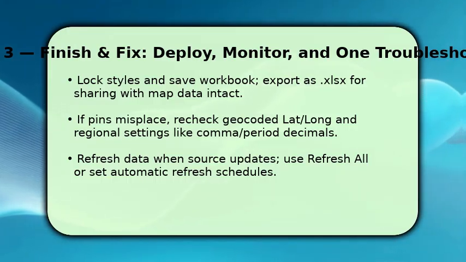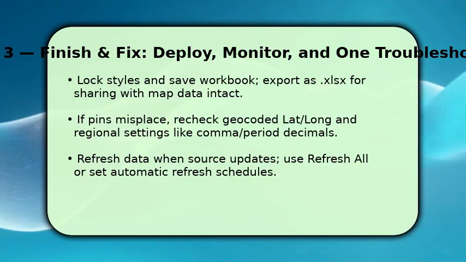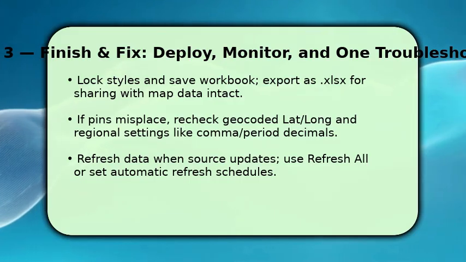future refreshes work. If points are misplaced, check the geocoded latitude/longitude values and confirm regional decimal separators. A comma can flip coordinates. Once done, use Refresh All to pull new rows into the map and consider scheduled refreshes for dynamic sources.